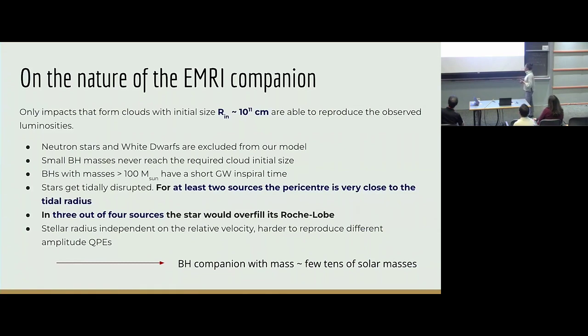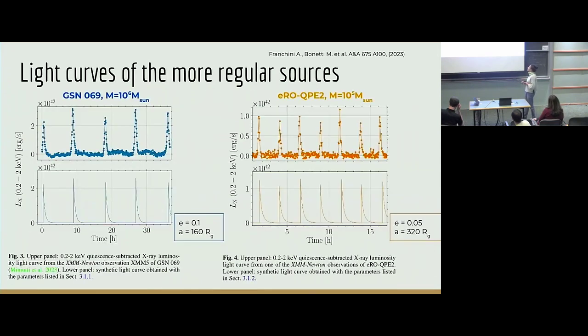Furthermore, in 3 out of 4 sources, the star would overfill its Roche lobe for the parameters that we infer from the timing properties. And the stellar radius is independent of the relative velocity, so it will be somehow harder to reproduce different amplitude QPEs. But as I said, we prefer a black hole companion with mass a few tens of solar masses, but the companion does not have to be the same companion in every source. So we cannot completely rule out stars, of course.